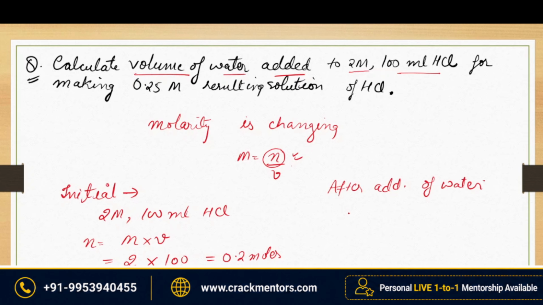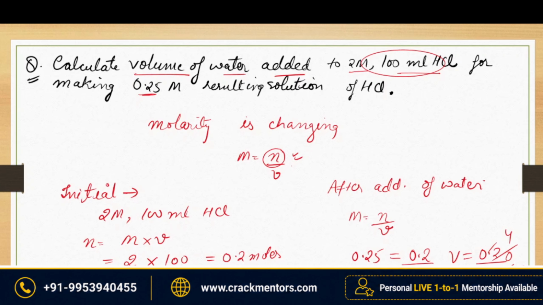So it will become molarity is equal to moles by volume. We need to calculate that volume. Molarity is 0.25. That is the final molarity. So 0.25 is equal to moles, that is 0.2 upon volume. So this will become 0.2 upon 0.25. So it will become 0.8 liter. Initially we were having 100 ml. Okay. And here I am having 800 ml. So how much water I have added? That is water added. You write. That is 800 minus 100. So it will become 700 ml. And that will be the correct answer for this question.